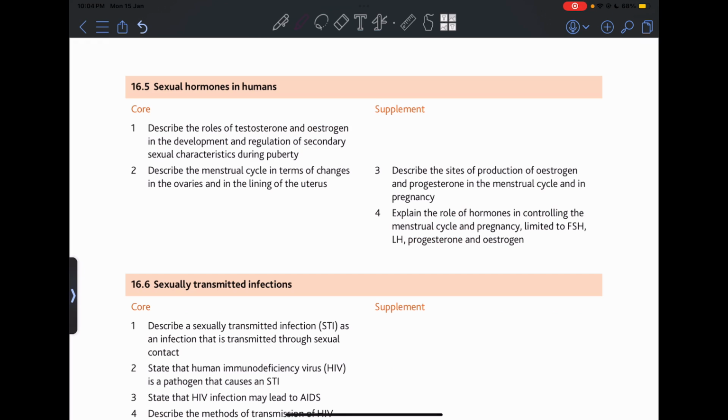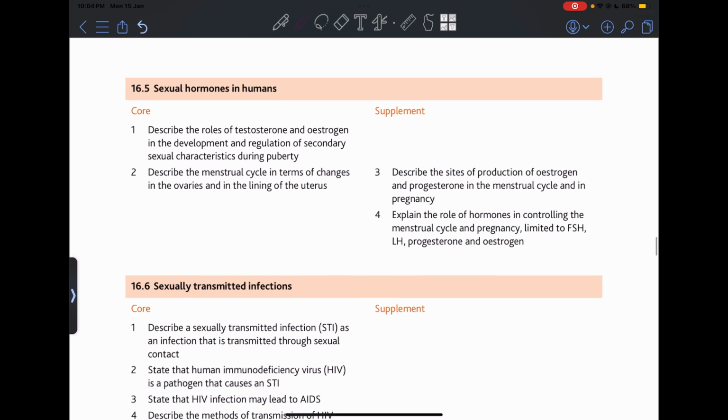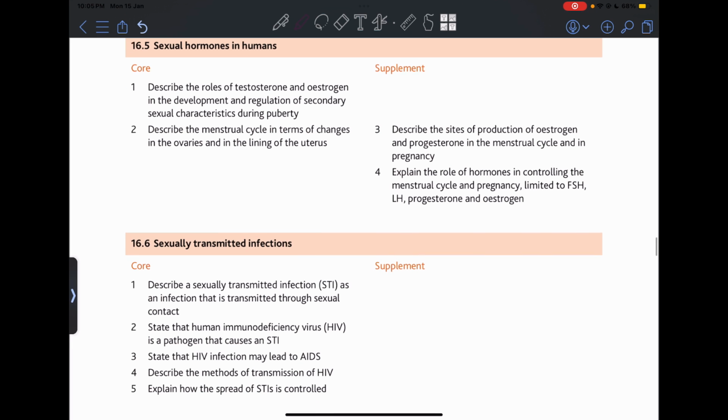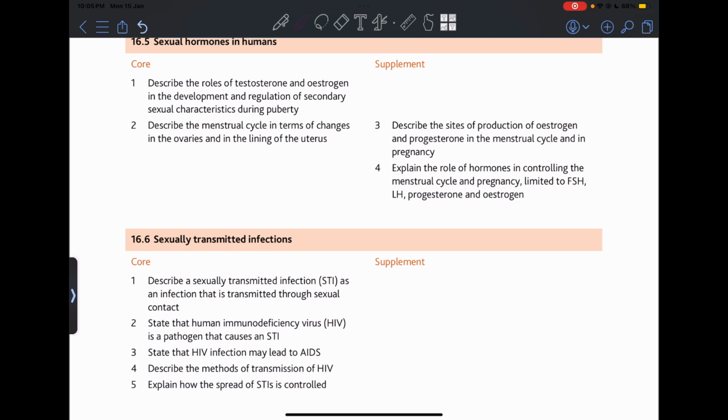16.5 Sexual hormones in humans. Core and extended students have to know and describe the roles of testosterone and estrogen in the development and regulation of secondary sexual characteristics during puberty. So you have to know that testosterone and estrogen are very important for the secondary sexual characteristics. This helps children go through puberty, so you have to know about this.